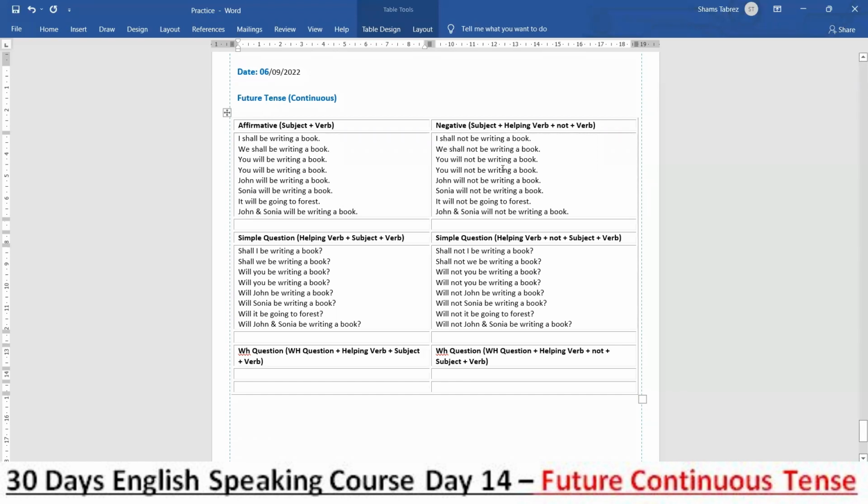And if it is negative, then shall we be writing a book? क्या हम book लिखेंगे? नहीं, क्या हम book लिख रहे होंगे? Are you getting my point? Because it is continuous. If it is simple, then shall we write a book? क्या हम book लिखेंगे? That is future indefinite. But this is future continuous. So shall we be writing a book? क्या हम एक book लिख रहे होंगे? Right? So this is how you need to distinguish between simple or indefinite and continuous.